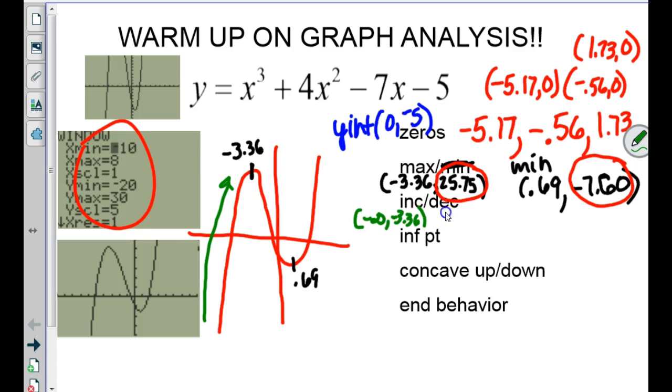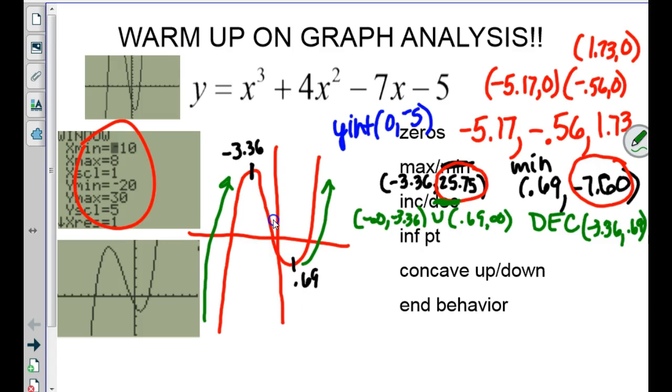Anywhere else it's increasing? Yeah. All right, and then it's decreasing. Right. Do we have to worry about square brackets on those? Nope. All right, then we have the inflection point, and that's the one that really messes with students because they don't understand that it's just totally an estimate. So somebody pick a nice number between -3 and positive 0.6.